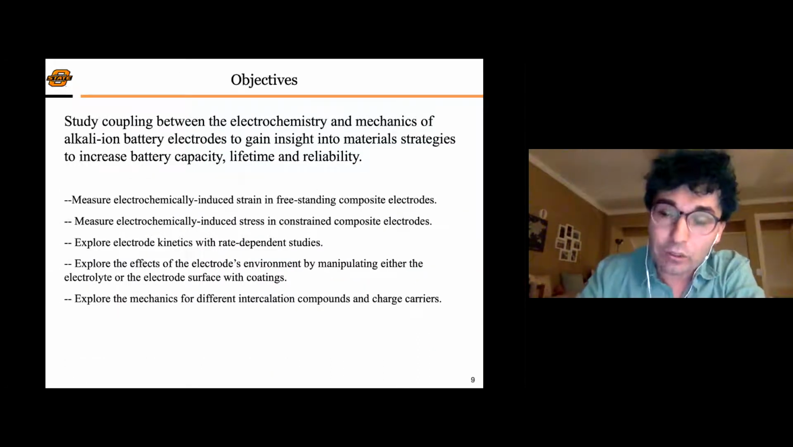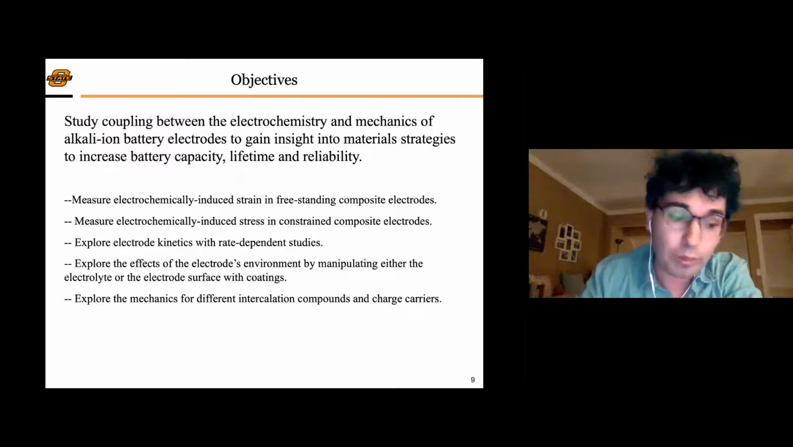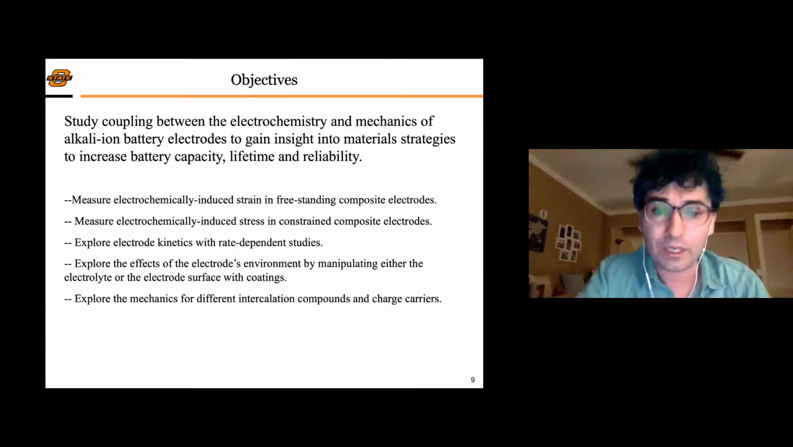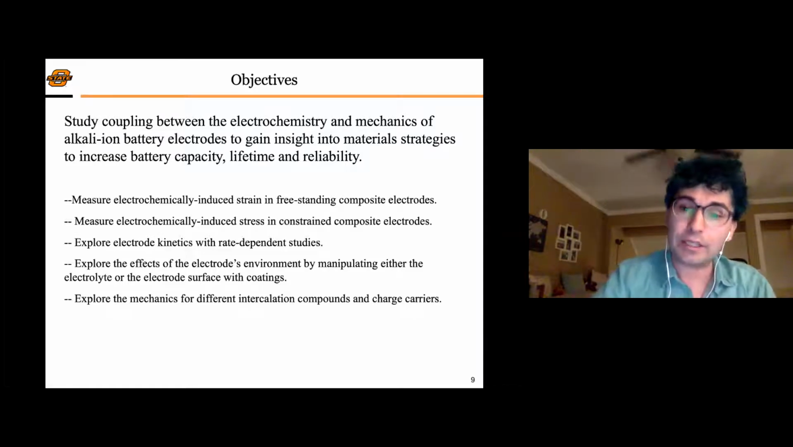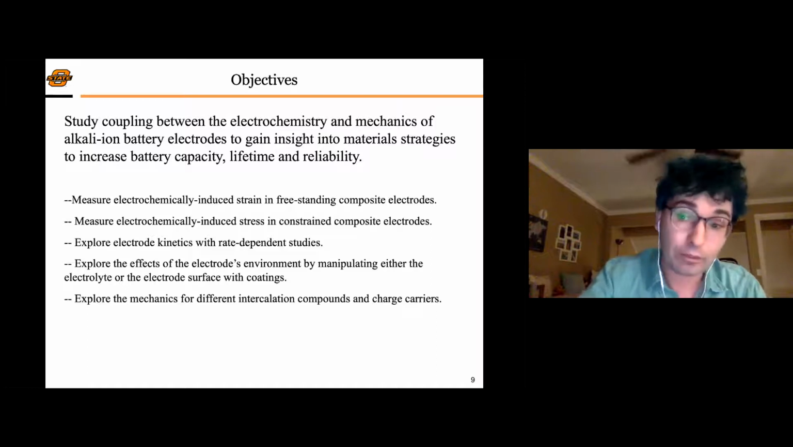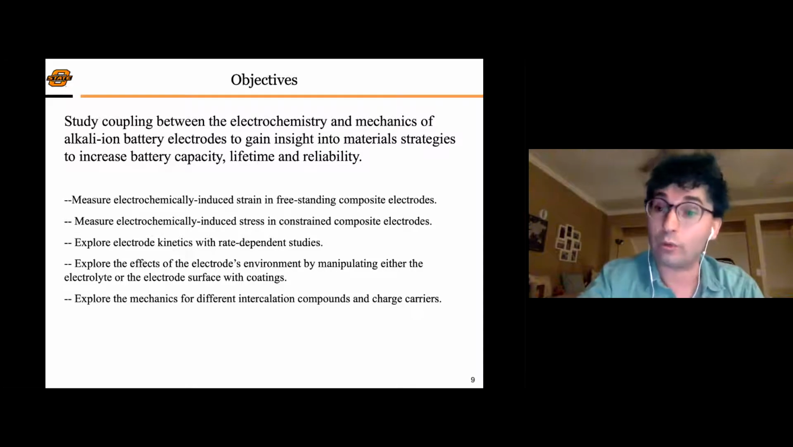So with this, our objective in general in our group is to study the coupling between the electrochemistry and mechanics of these alkali-ion battery electrodes to gain insight about the material strategies to increase capacity, lifetime, and reliability. And the way we want to do this is we are trying to measure the stress and strains in the electrodes in situ and explore the kinetics with rate-dependent studies and explore the effect of the electrode environments, such as electrolytes, the surface kinetics, and the artificial coatings. And also we look at what are the differences between the intercalation components, the differences between lithium, sodium, or potassium intercalation.